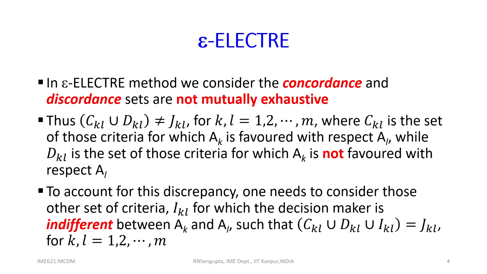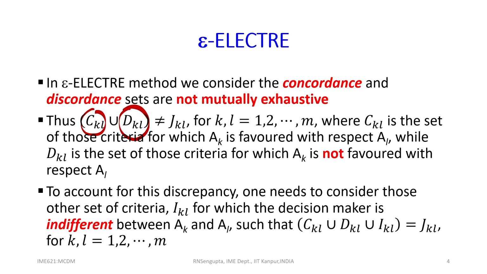In the epsilon ELECTRE method, we consider that the concordance and discordance sets are not mutually exhaustive. The C and D which we consider, C being the concordance concept, the union of C and D is not equal to the overall set, where CKL is the set of those criteria for which AK is favored with respect to AL, while DKL is the set of criteria for which AK is not favored with respect to AL. So, they do not make up all the sets of criteria.